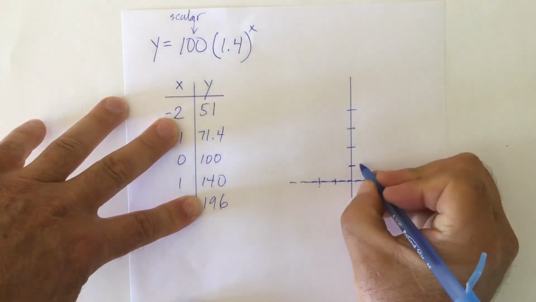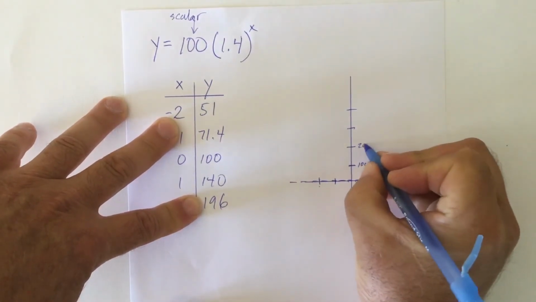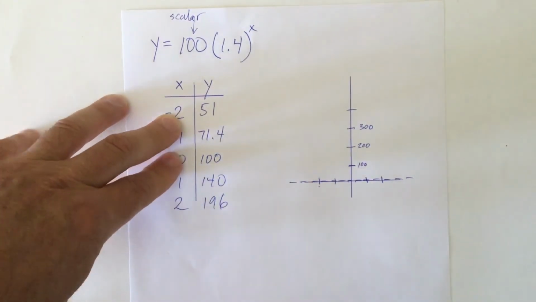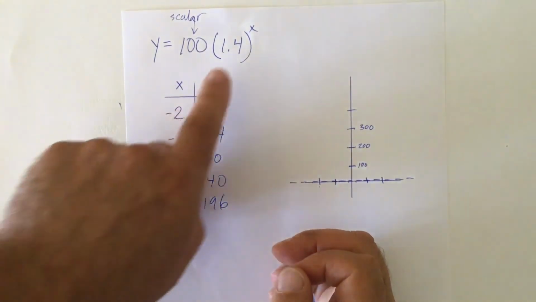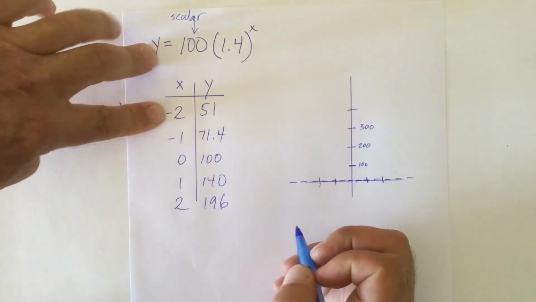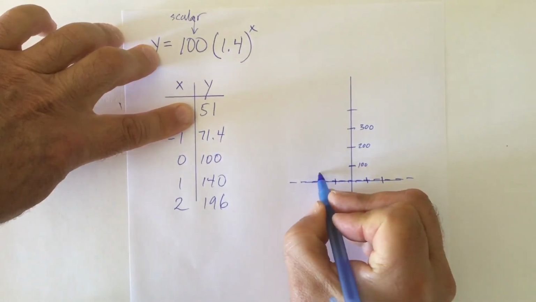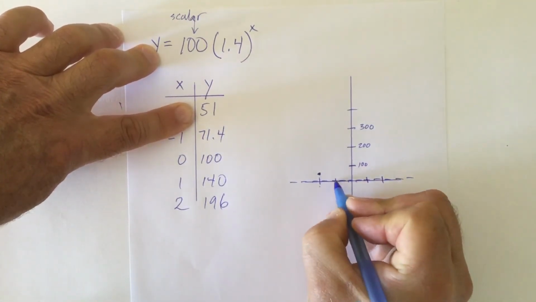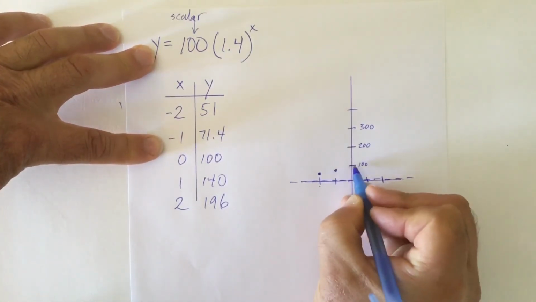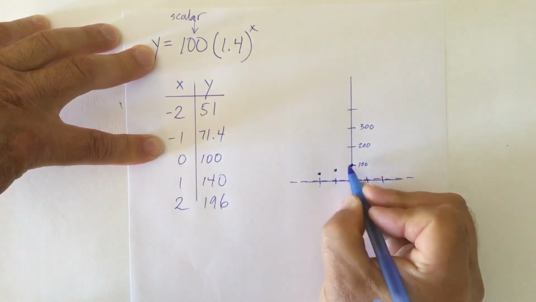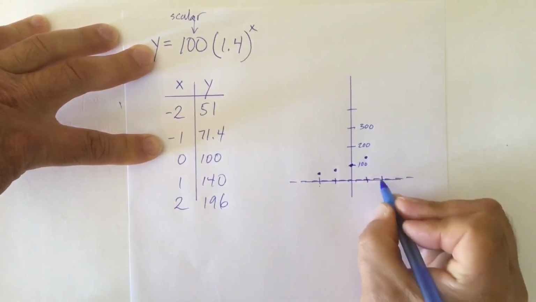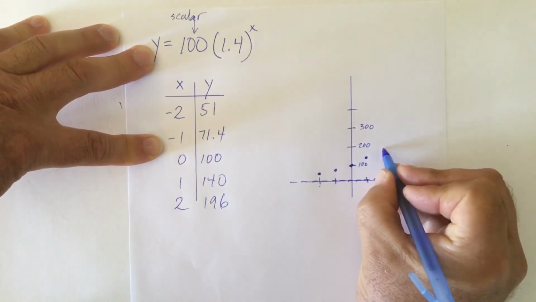Remember, I'm going to use the scale of 100. So that'll be 200, that'll be 300, etc. But take a look at this. I wanted you to see something about this number here. When I plug in -2, I got out 51. So that would put me about right there. I plugged in -1, I got out 71. So I'm about right there. When I plug in 0, I get out 100. I plug in 1, I get out 140. When I plug in 2, I get out 196.